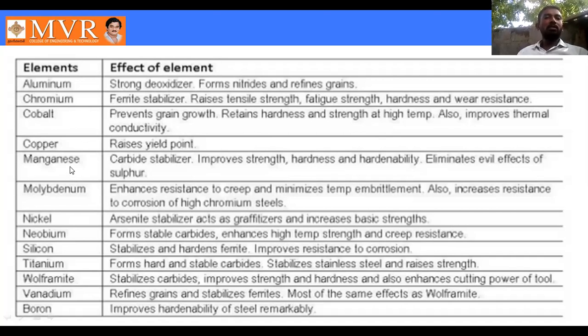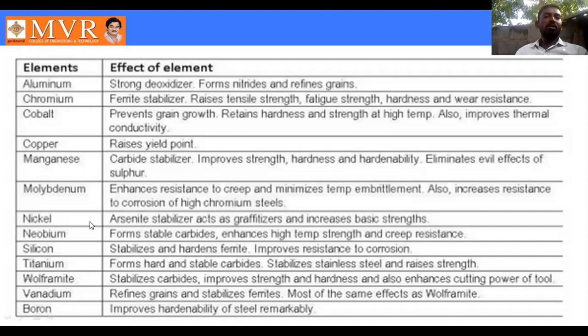Manganese, this is the manganese element, and this is its effect: carbide stabilizer, improves strength, hardness, hardenability, and eliminates the evil effects of sulfur. Molybdenum, this is the effect of the element: enhances resistance to creep at maximum temperature, and also increases resistance to corrosion of the high chromium steels. So by using molybdenum, this is the effect of the element.